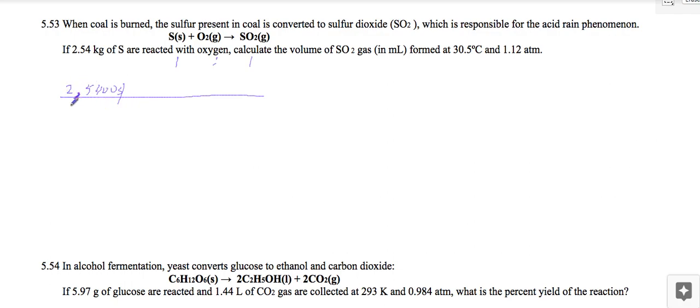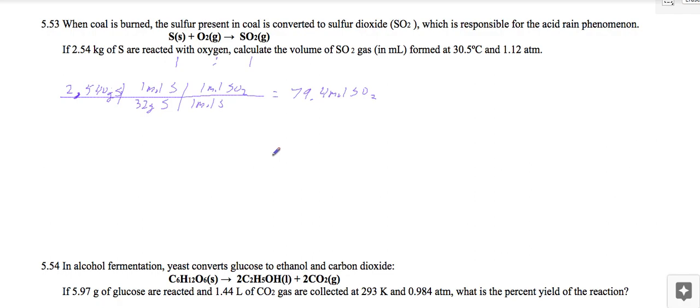There's 2,540 grams of sulfur, and then we can go 32 grams of sulfur is 1 mole of sulfur. There's my mole ratio, 1:1. I'm showing it this time rather than just explaining it with words. Then we can go through and calculate, and we get 79-ish moles.